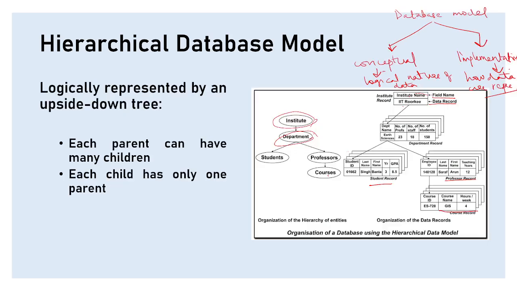This is a very basic thing, it gives you a basic idea. That's it, not that much complexity is involved in this hierarchical database model. The only thing you have to remember is that it is represented by an upside down tree, and the logic used here is what is written here: each parent can have many children, but each child has only one parent.